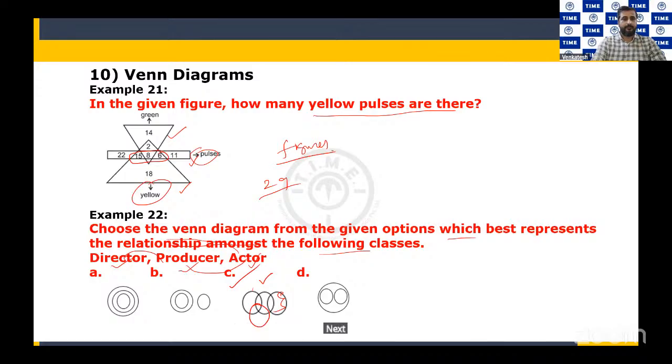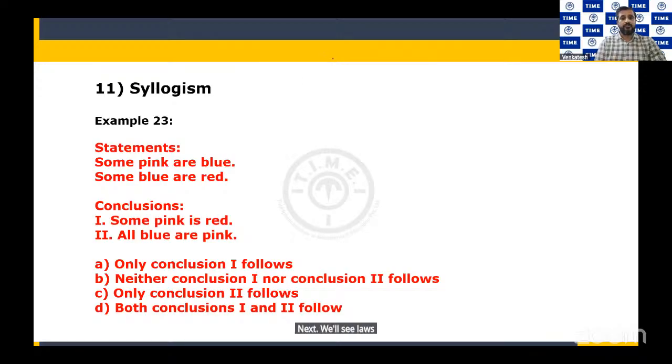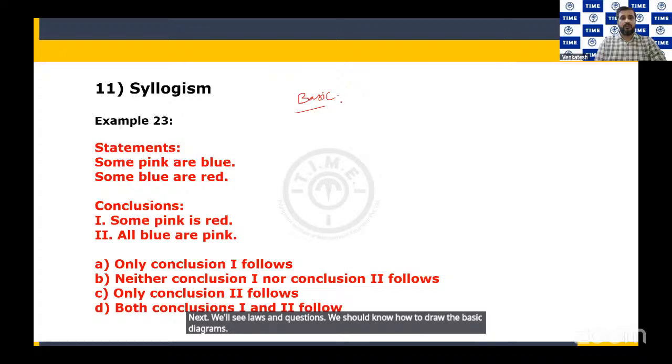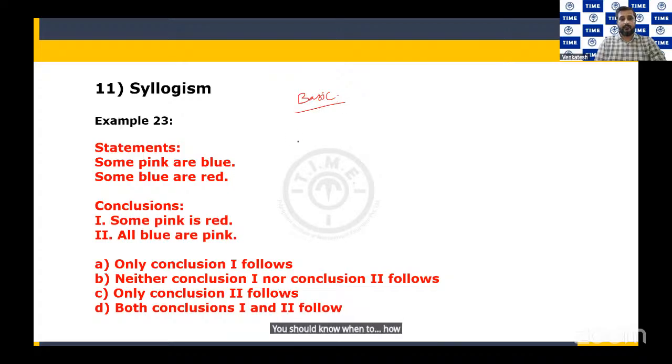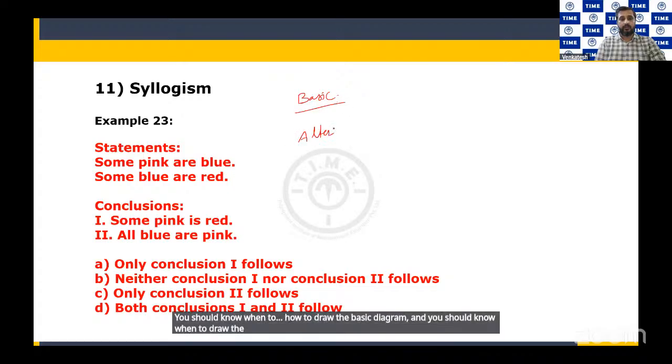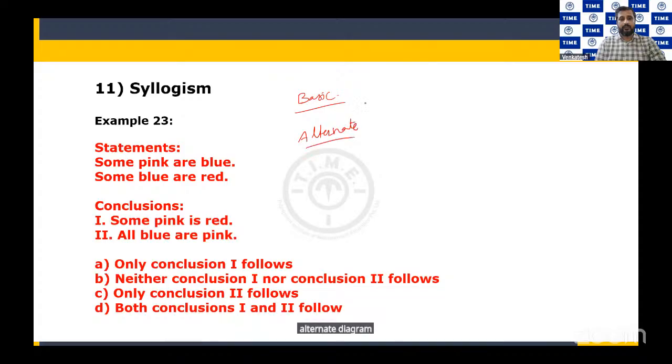Next, the syllogism questions. We should know how to draw the basic diagrams. You should know how to draw the basic diagram, and you should know when to draw the alternate diagram. By knowing these two, you can answer these questions very quickly.